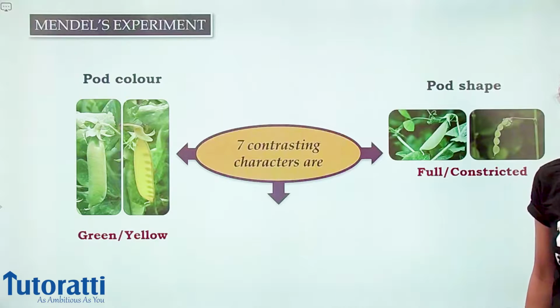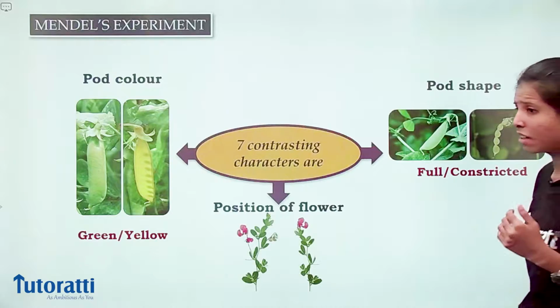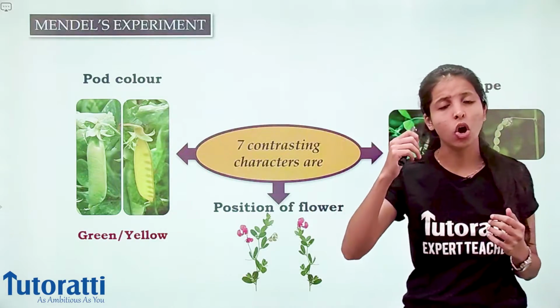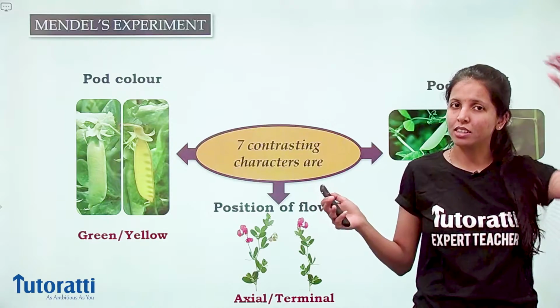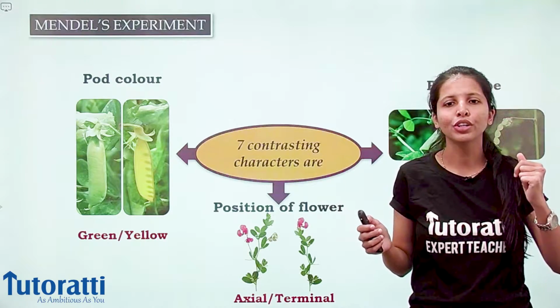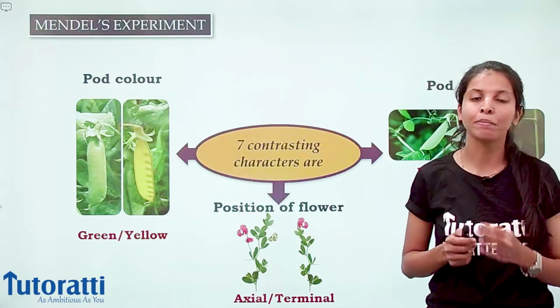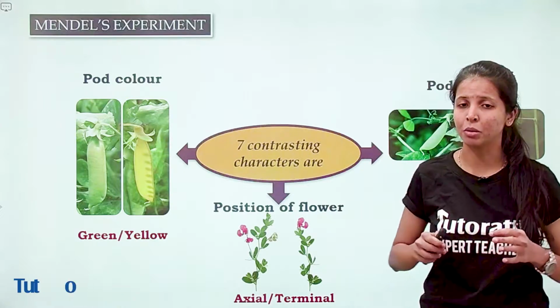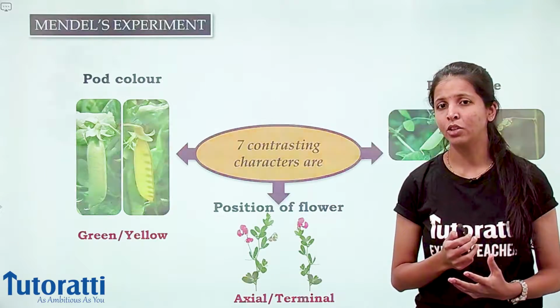And the last characteristic was position of the flower. Flower could either be in the axial position or terminal. If it is on the side, it is axial; if it is on top, it is terminal. So these are the seven contrasting characteristics that Mendel used for his experiment. Okay, we have taken the different characteristics of garden pea.